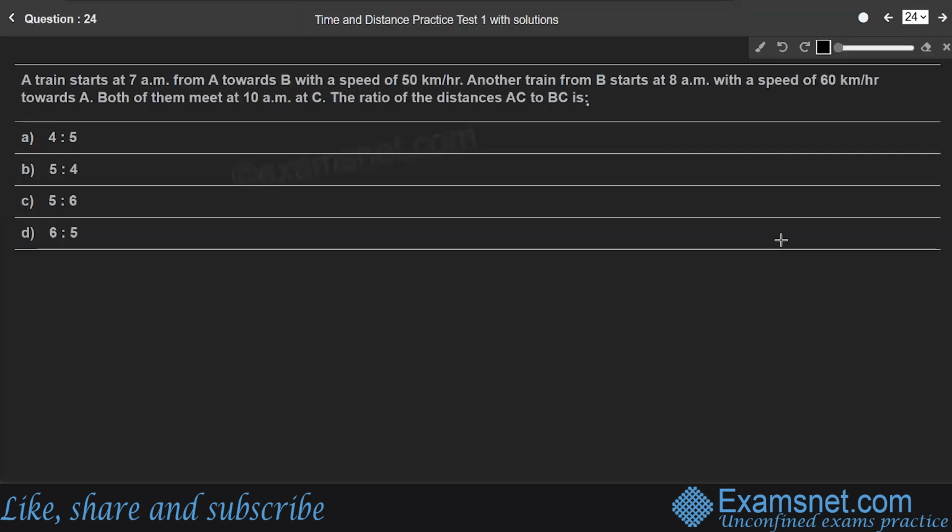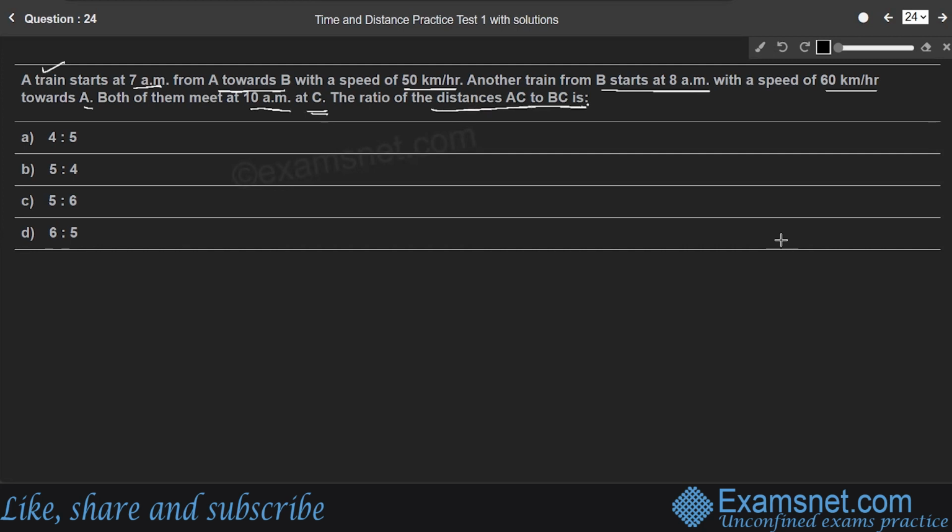Question 24. A train starts at 7 a.m. from A towards B with a speed of 50 km per hour. Another train from B starts at 8 a.m. with a speed of 60 km per hour towards A. Both of them meet at 10 a.m. at C. The ratio between the distances AC to BC is.